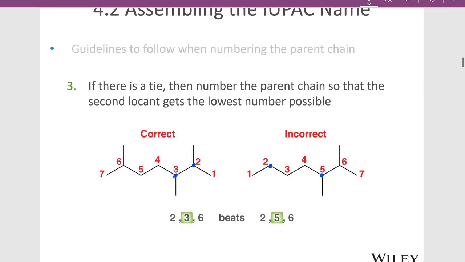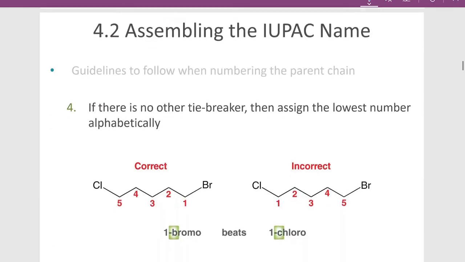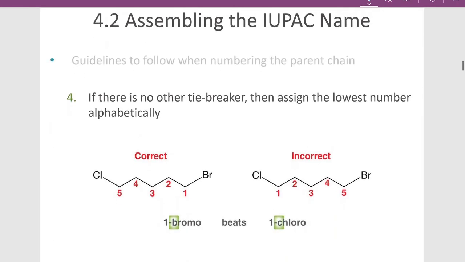So our substituents for the left molecule would be at 2, 3, and 6. Numbering according to the one on the right would be 2, 5, 6. So 2,3,6 beats 2,5,6. So we're going to number it as it is done on the left. These are the same molecule, but just different ways of numbering. The one on the left is correct.